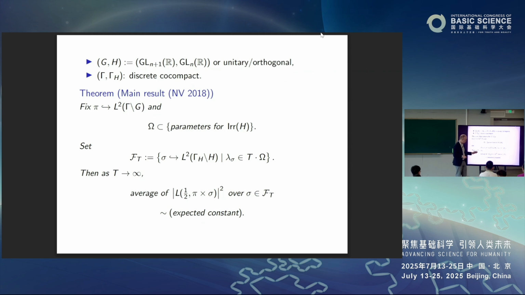Then what we do is we study the average behavior of the L-function relevant for this setting, on average as σ varies, and we prove an asymptotic formula that gives the expected constant in this setting, where expected constant means what comes from random matrix theory heuristics. This was the first time anyone had done anything like this where the number n is maybe bigger than 2. So that was one source of interest.